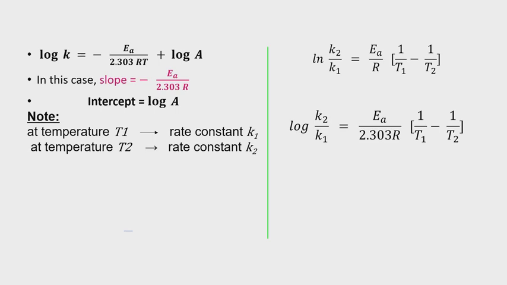When we use this formula, T1 and T2 are there. That means at temperature T1, rate constant K1, and at temperature T2, rate constant K2. Then only we can use this formula. At a different temperature, the values of the rate constant differ.